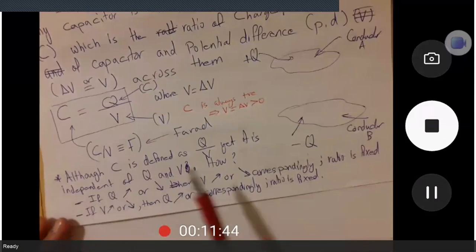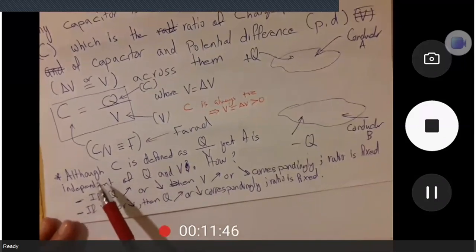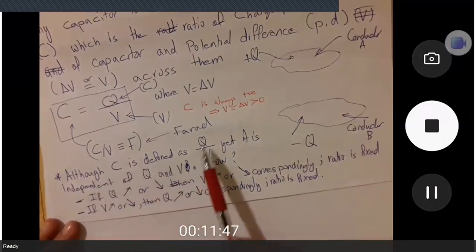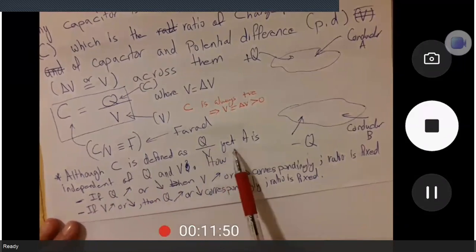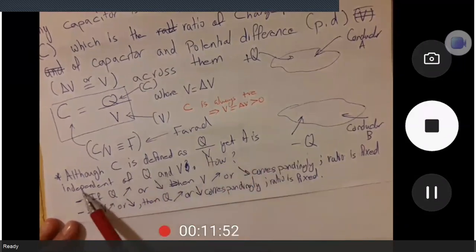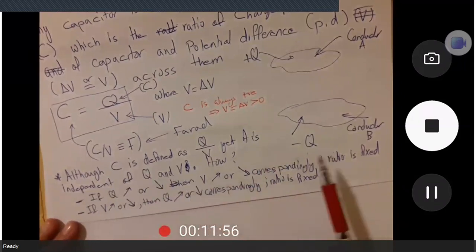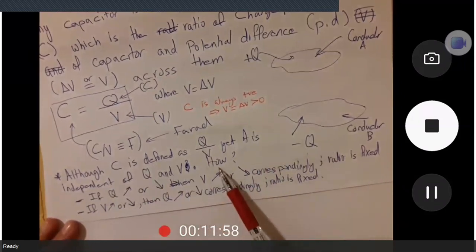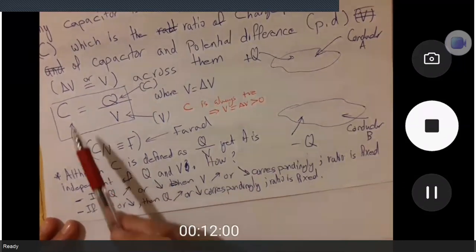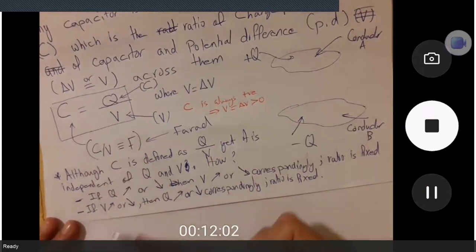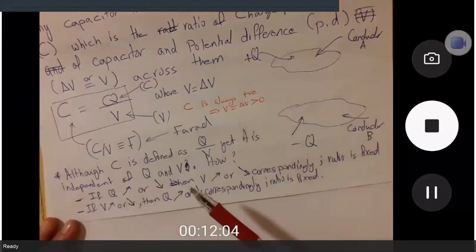Okay, now you have to know something: although C is defined as Q over V, yet it is independent of Q and V. How does this happen? I said it is the definition Q over V, but it does not depend on Q or on V. Remember what we said at the beginning?